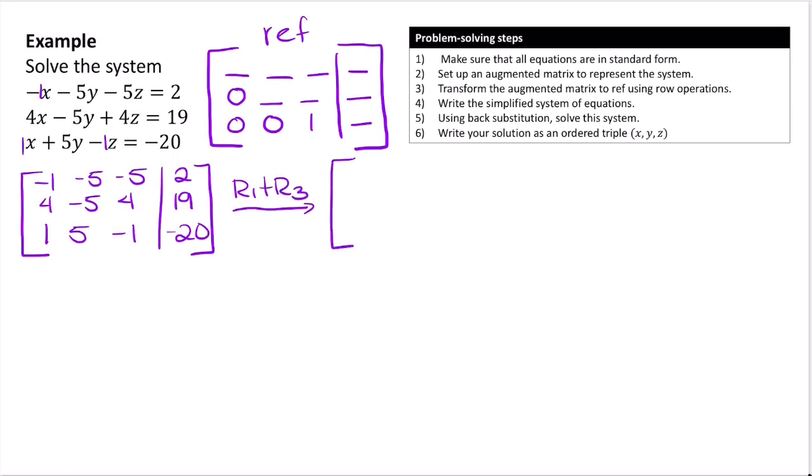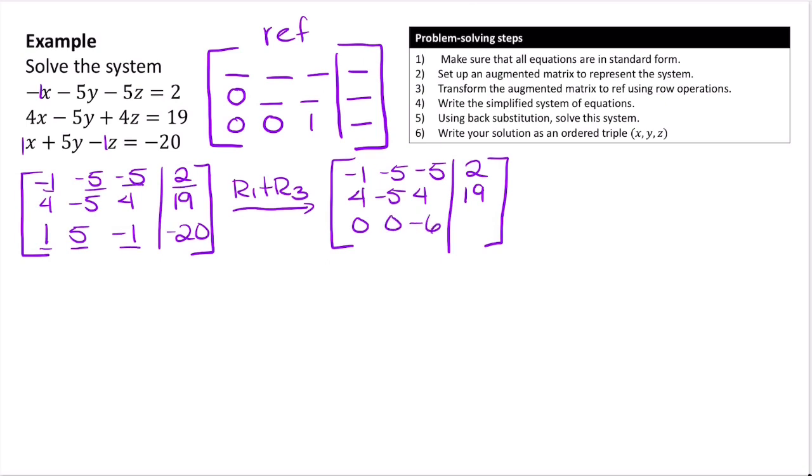So my row 1 will stay the same, and my row 2 will stay the same. And now my row 3 is going to have all the values of row 1 added to it. So -1 plus 1 will give me 0. -5 plus 5 will give me 0. -5 plus -1 is -6. And 2 plus -20 is going to be -18.